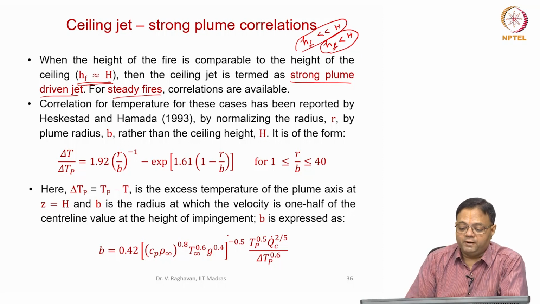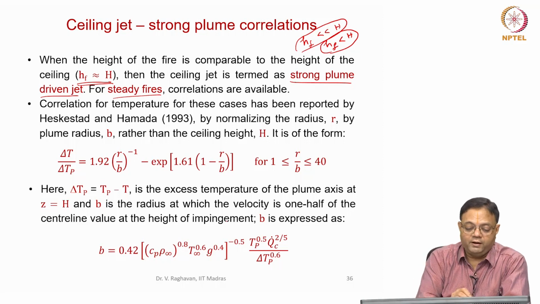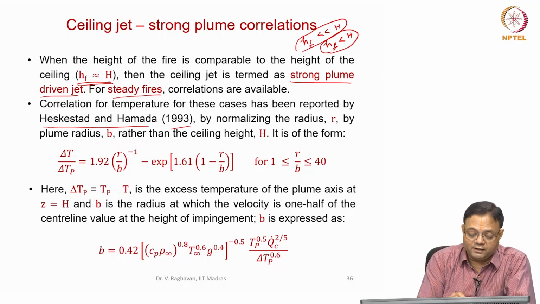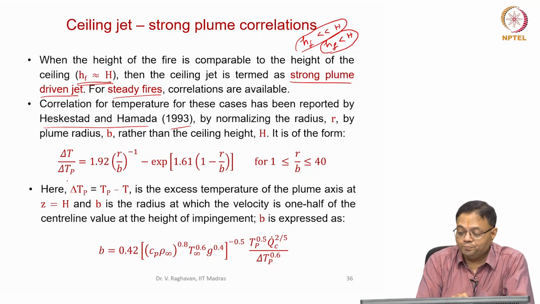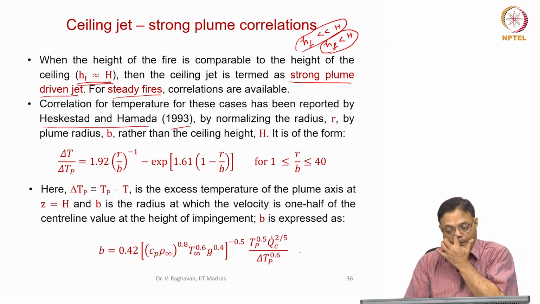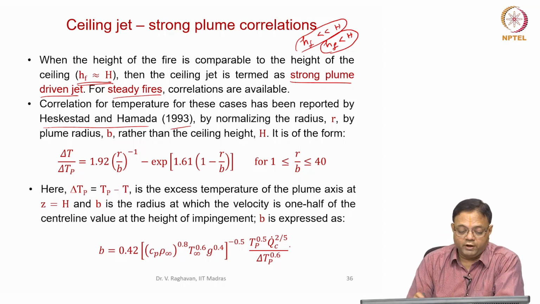Okay, the correlation for temperature in these cases has been reported by Heskestad and Hamada in 1993, where delta T by delta Tp is given as 1.92 (R/B)^(-1) minus exponent of 1.61 into (1 minus R/B). Okay, what is B? B is the plume radius.